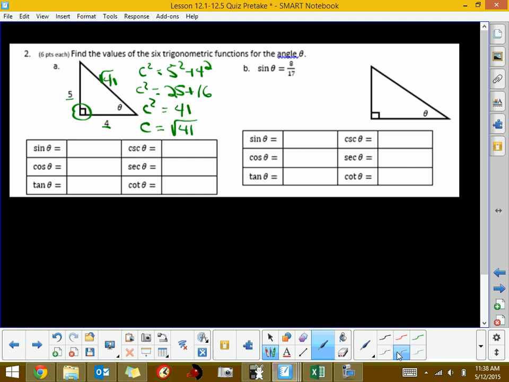So the first one we need is the sine of theta, which is 5 over the square root of 41. Remember to rationalize, so it's going to be 5 square roots of 41 all over 41. We're going to reciprocate this ratio to get the cosecant, which is the square root of 41 over 5. The next one we're going to do is a cosine. The cosine is the adjacent over the hypotenuse, so it's going to be 4 over the square root of 41.